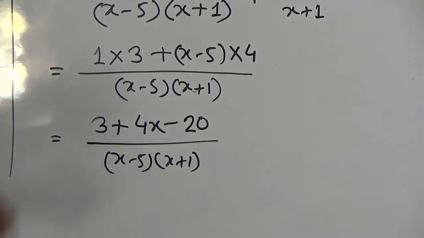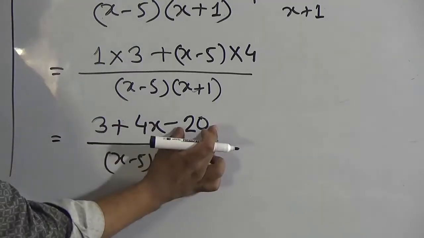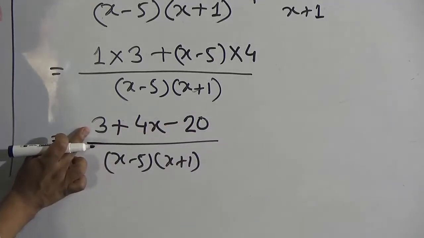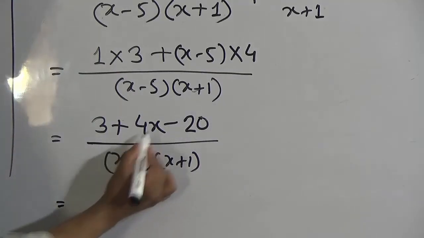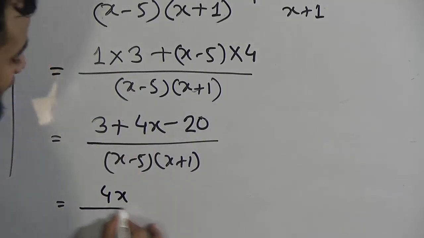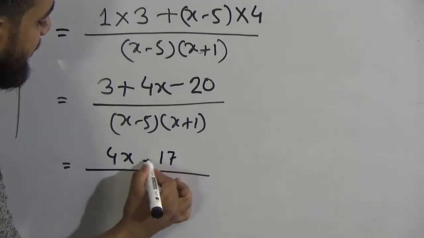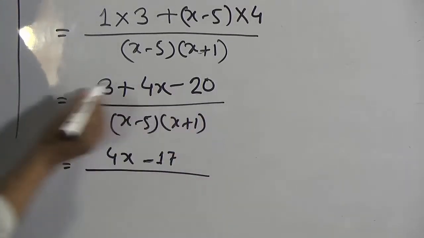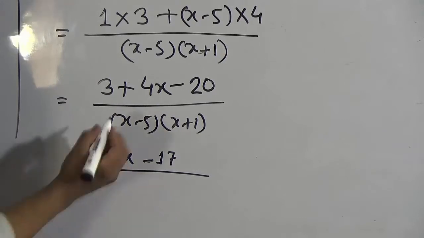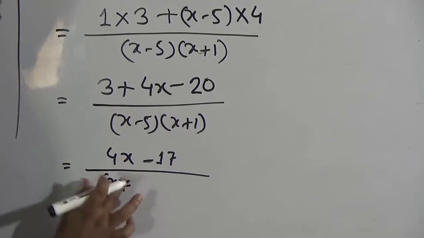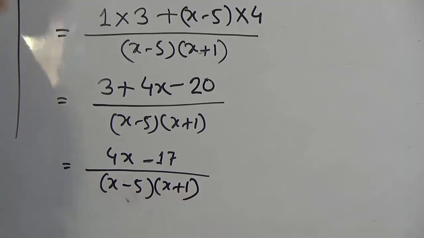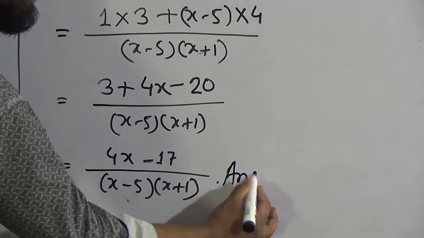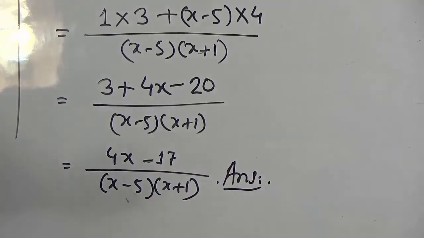Now my dear students, it's a very simple subtraction. 3 minus 20. These two are constants. 3 is plus sign, 3 minus 20 will be minus 17. So we should write down 4x before minus 17, because the subtraction of 20 from 3 will be minus 17, and the denominator remains unchanged, x minus 5 into x plus 1. This is our result. Okay, this is our sum of the given two fractions. I hope you have understood how to find out the sum.